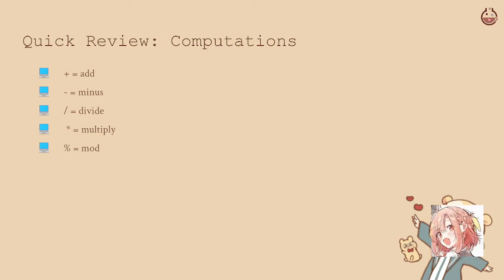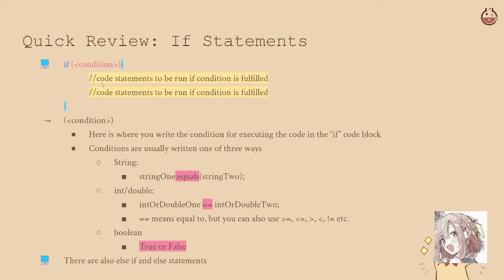A lot of times mod is used to check if numbers are even or odd, because you can mod anything by 2 and see if the remainder is 0 or 1. If it's 0, it's even. If it's 1, it's odd. That's what mod is commonly used for. You can also use it in a lot of different ways, but you'll discover its uses in your own time. That's it for computations. Let's move on.